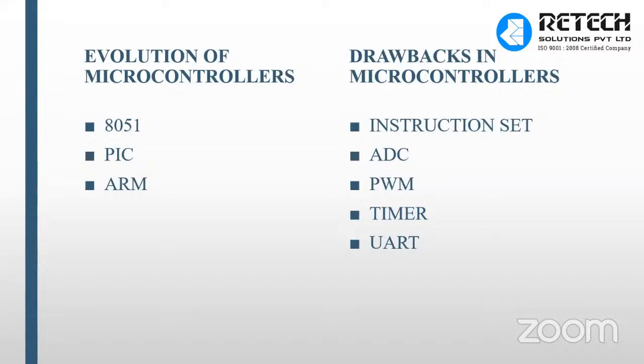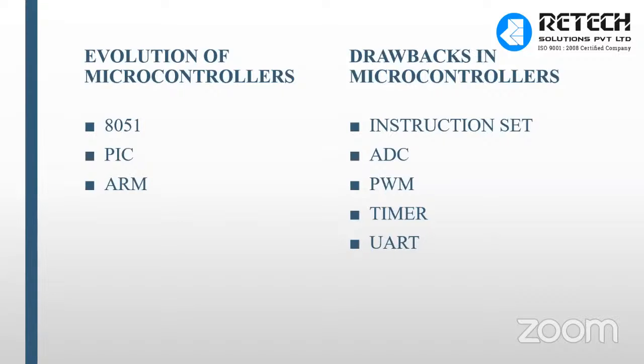Then ADC. What does ADC mean? Analog to digital converter. Why is ADC important in a microcontroller? Controllers only know digital values, zeros and ones. But we definitely need to read something like temperature. If we want to read the room temperature, that is an analog value.